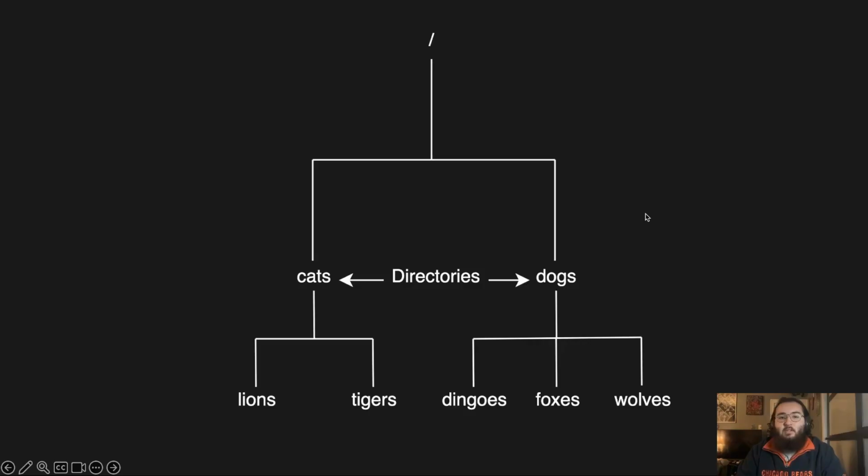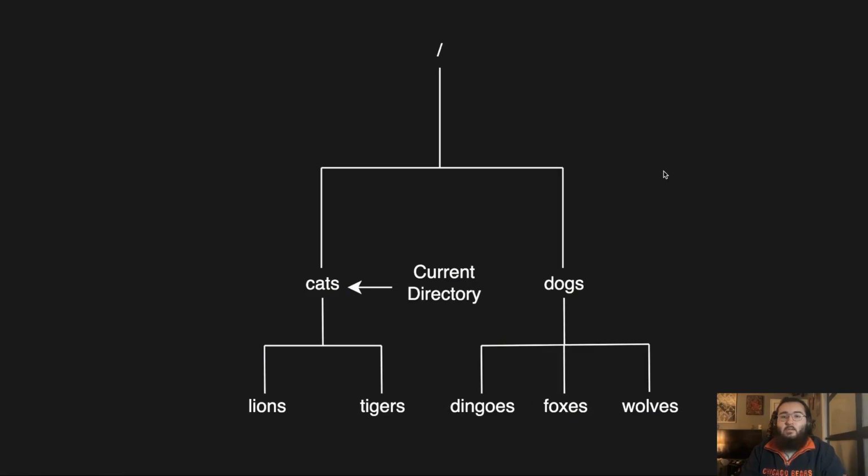Before we start using Linux commands, let's understand how the Linux file system is structured. You can think of it as an upside down tree, where the root is a slash right at the top, and from there everything else branches downwards. One of the most used Linux commands is ls, which lists the contents of a directory. Let's say you're inside the cats directory, as shown here on the tree, and you want to see what's inside. You would type ls, and this will display the files inside the cats directory, which would be lions and tigers.